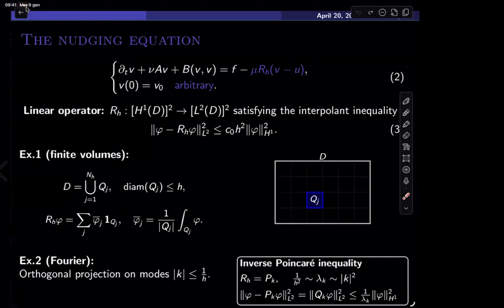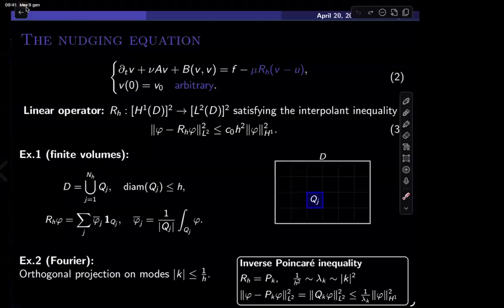So in practice, you observe some mean values, and what the data assimilation algorithm says somehow is that this is enough to recover all the information. So this is the example more related to the reality. But there is another example which is quite common in the mathematical literature, which is the Fourier projection.